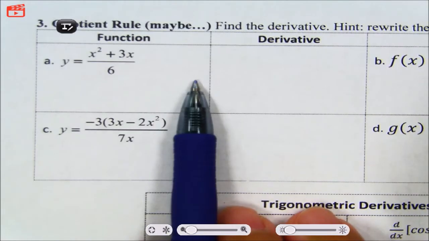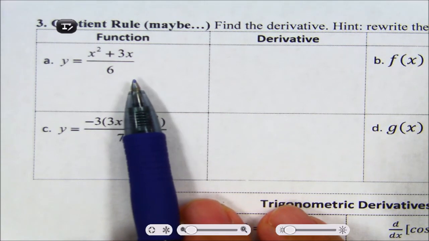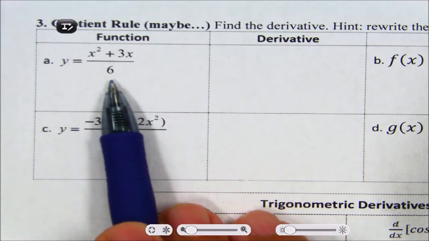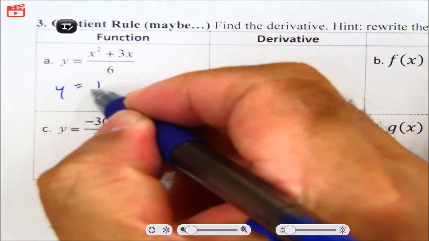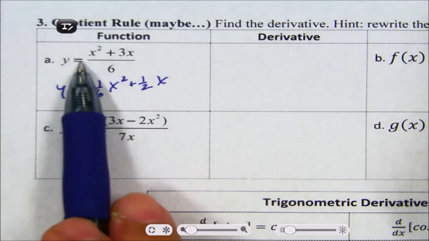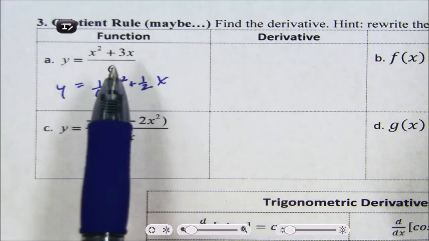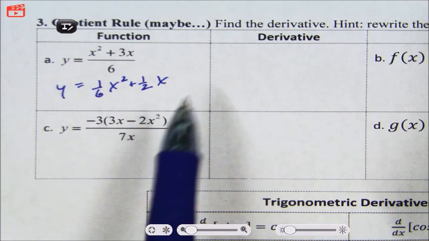Alright. Moving on. So you might think this is a quotient rule. But the denominator is just a number, right? So we can rewrite this as 1/6 x squared plus 1/2 x. Okay, so I simplified this expression by simply dividing each term by 6. So that was 1/6 x squared plus 1/2 x.